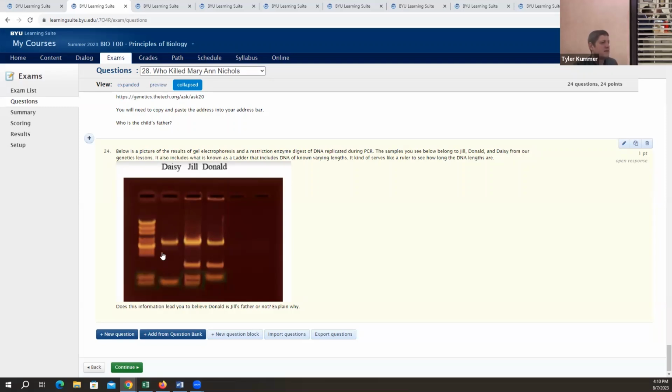And so this would be a shortened example of the evidence pointing to Donald being Jill's father. We'd want to look at more sites, right? I think they typically will use over a dozen sites to do this comparison and have enough statistical power to be conclusive.